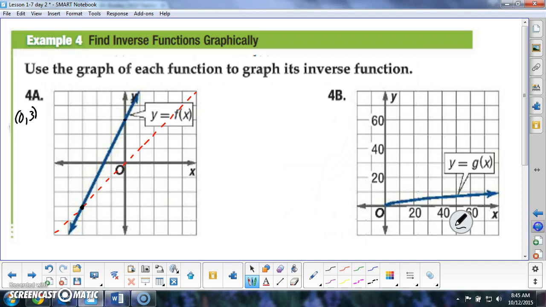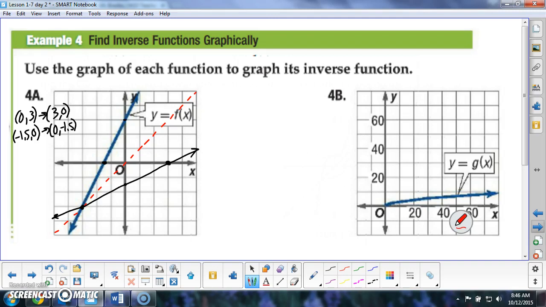0, 3, and that's going to become 3, 0 right there. You could take this point right here, which is -1.5, 0, and that will become 0, -1.5. So if I connect these points, that should give me a line that looks something like that.